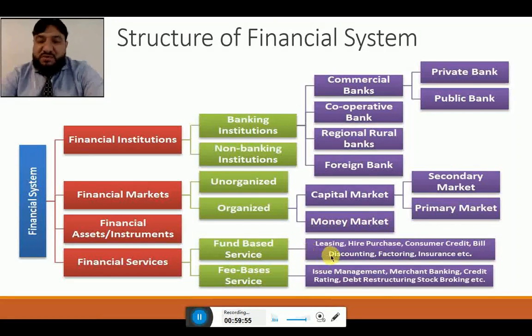In fund-based services, we have leasing and hire purchase. We have discussed them in previous chapters. Factoring, insurance, bill discounting, consumer credit. In fee-based, we have insurance management, merchant banking, credit rating, debt restructuring, stock broking. So these are the services provided by the fee-based financial services, right? So that is the complete structure of a financial system in a country.